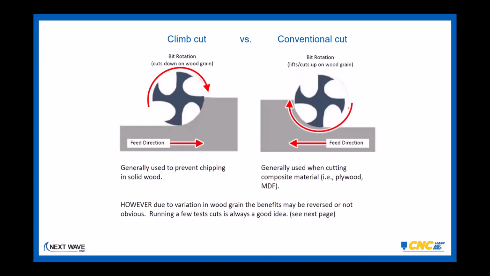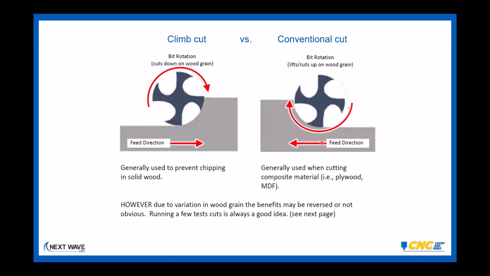And as it does that, let me get my other laser pointer. As it rotates up like that, it's lifting the grain off the top, and that's where you get the chip out. However, because you're feeding your wood.